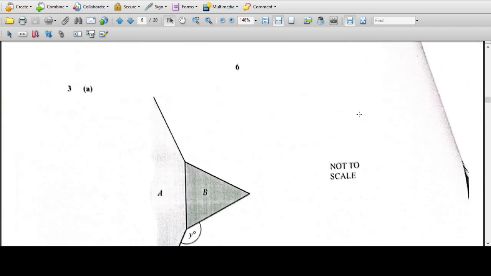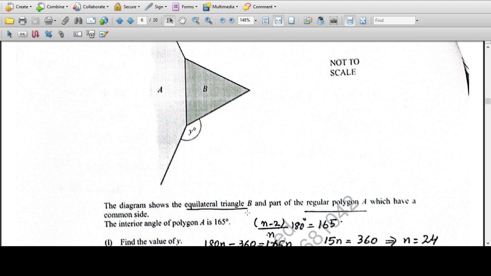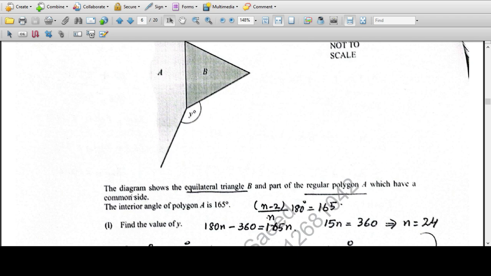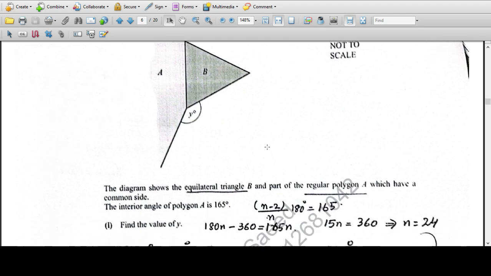Now question number 6, we have been given this geometrical shape. Here we have A and B. B is a dark region, a triangle, and the diagram shows the equilateral triangle B. This is an equilateral triangle, meaning all angles and all sides are equal, and part of the regular polygon A. This A is the part of the polygon, and it has a common side with this triangle B. This side is common to A and B.